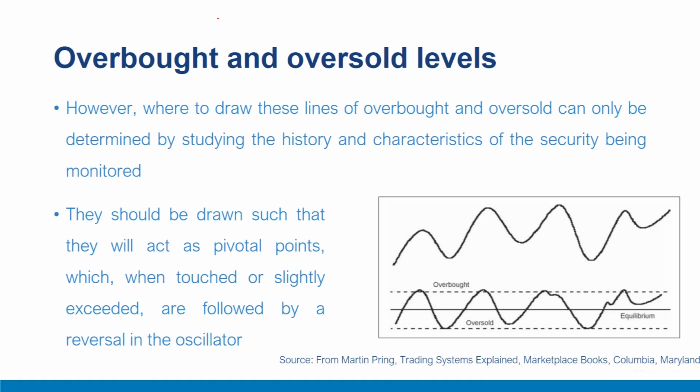This can be determined only by studying the history and characteristics of the security being monitored. These oversold and overbought lines should be drawn such that they will act as pivotal points, which, when touched or slightly exceeded, are followed by a reversal in the oscillator. Unfortunately, when a particularly sharp price movement takes place, these boundaries will become totally ineffective. The market leash that we discussed earlier is made of rubber and can remain in overbought and oversold territory for long periods, like this.